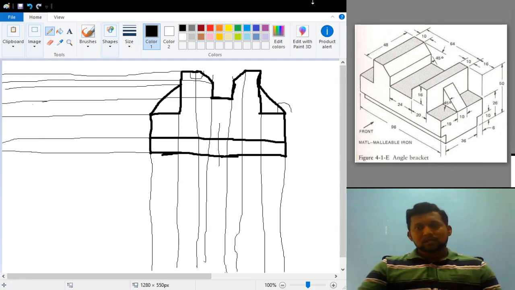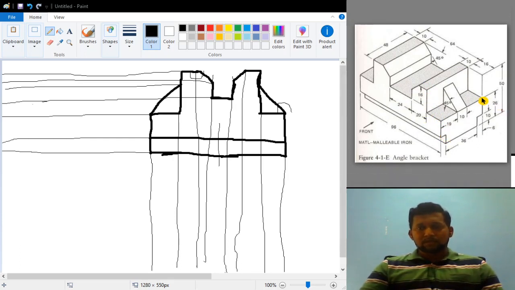Okay, so now let me start from this end. What you have to understand is, in the top view, the two dimensions that you will be able to see are the breadth and the lines which are related to length. What you will not be able to see are the height lines. Height lines are nothing but vertical lines, so these vertical lines will not be visible in the top view.